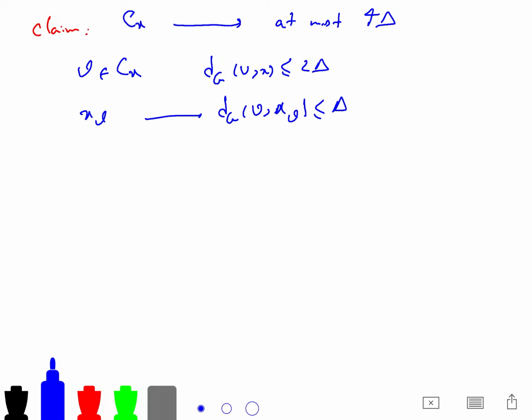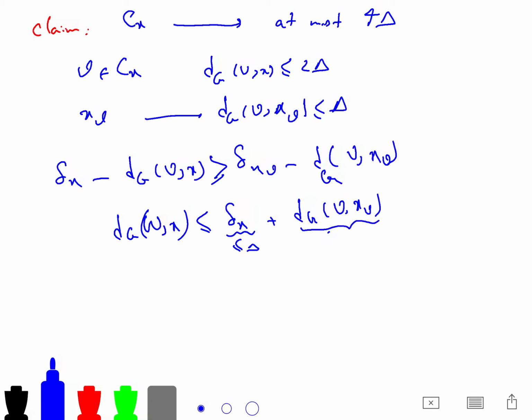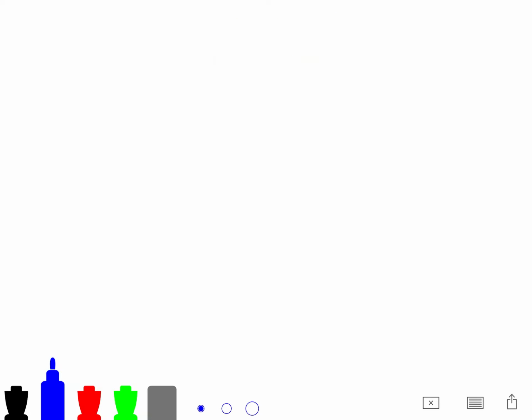So as V joins the cluster of x, it holds that delta x minus dG(V, x) is greater or equal to delta xv minus d(V, xv). And in particular, we can say that dG(V, x) is less than delta x. This is less than delta plus dG(V, xv), and this is less than delta. So overall, it's less than 2 delta.